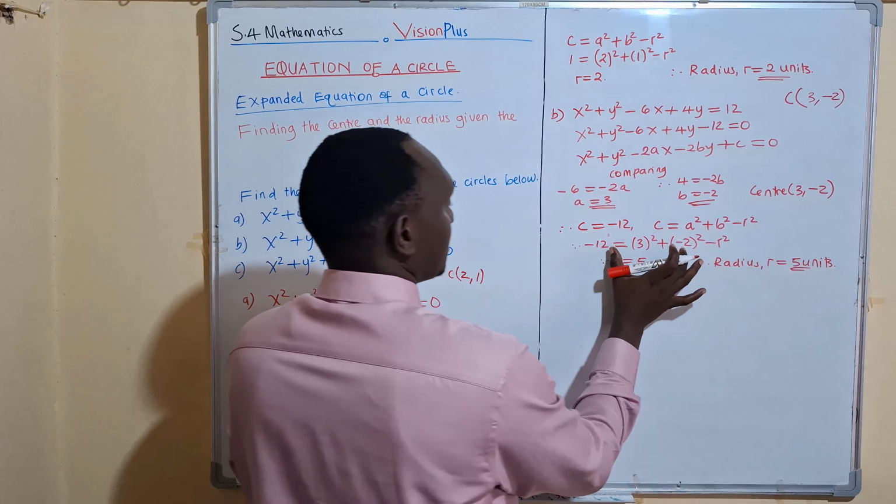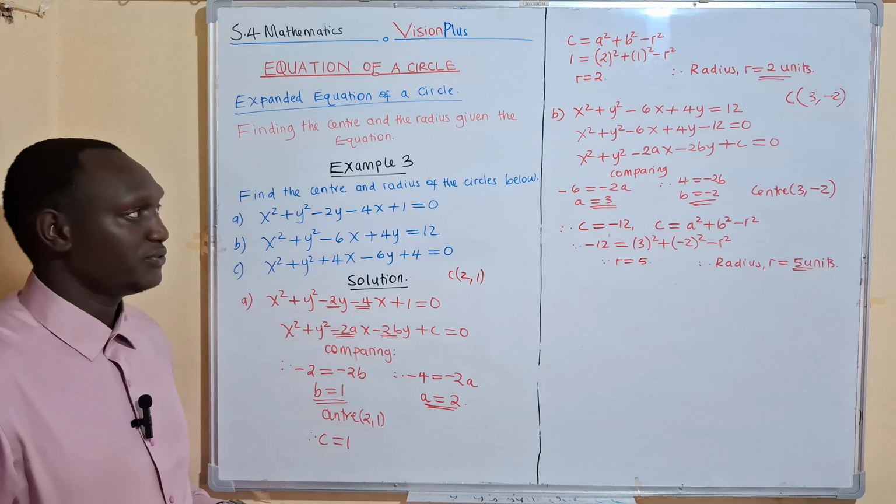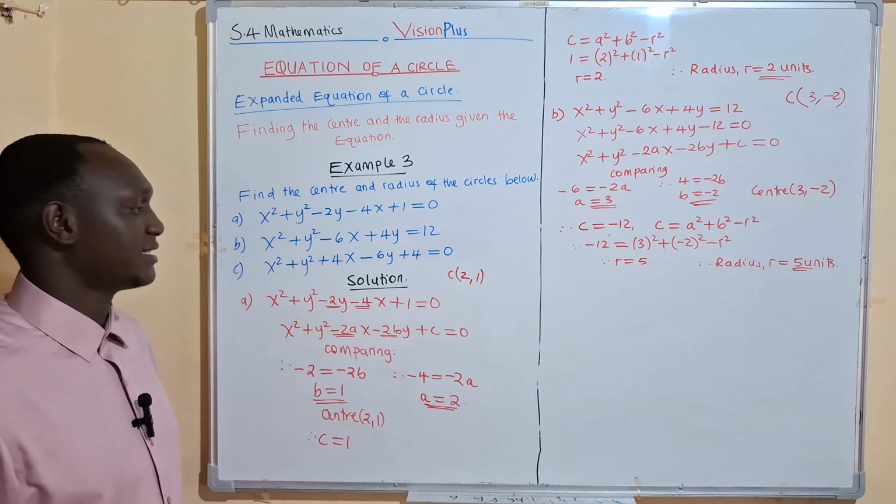If you solve this exactly correct, you find the same answer. So that is the solution to part B. That is the center and that is the radius.